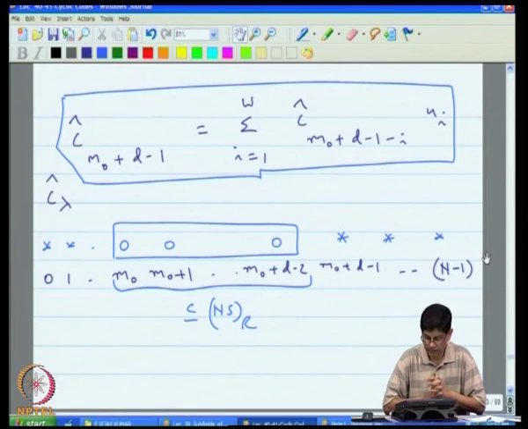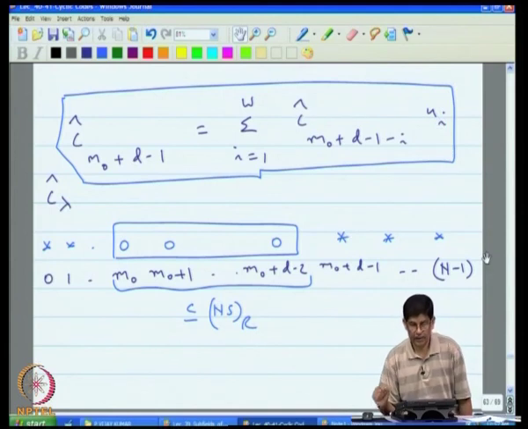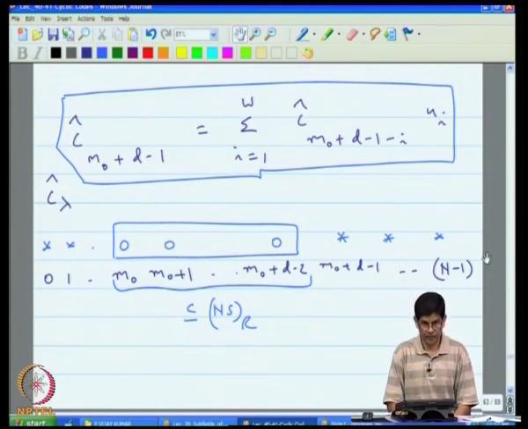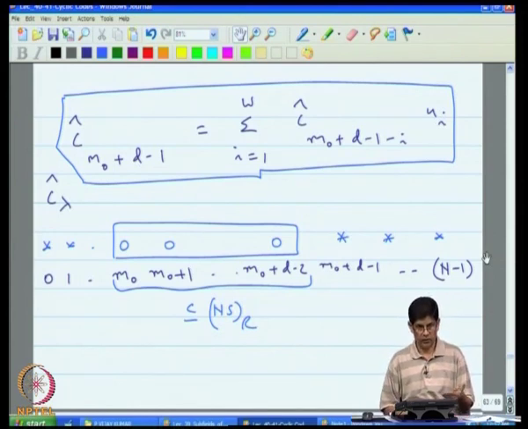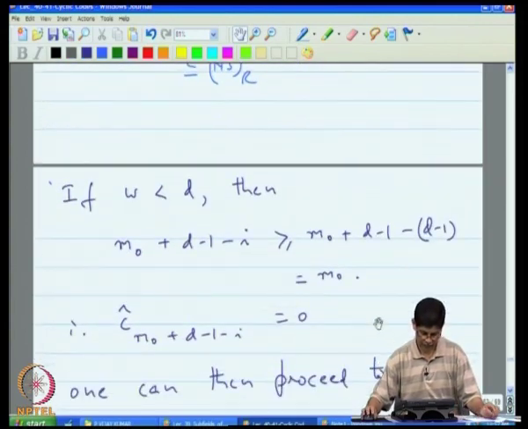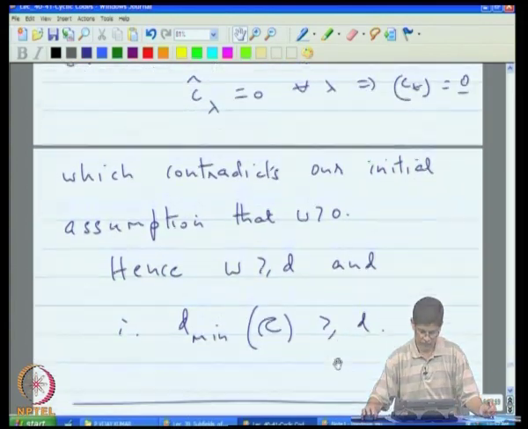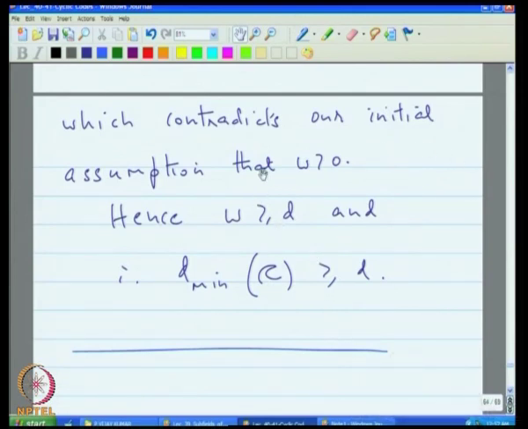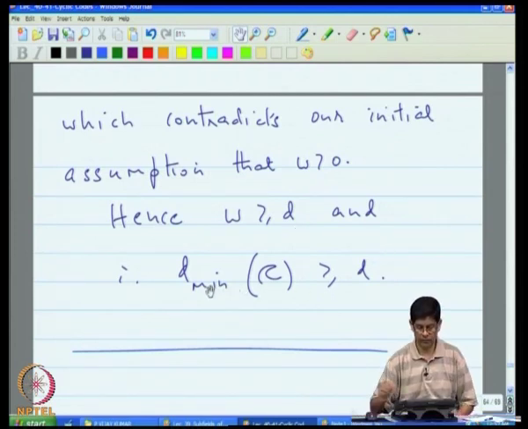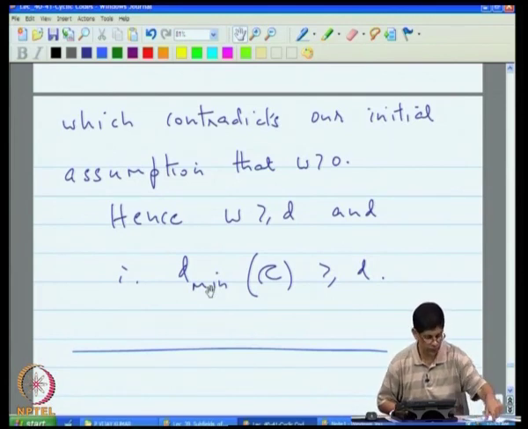So, what that proves is that every code word must have Hamming weight W greater than or equal to D, because the only way it can have Hamming weight less than or equal to D minus 1 is if it is in fact the all 0 code word. Okay. And that contradicts our assumption that W is greater than 0. Therefore, W is greater than or equal to D, and hence d min of the code is greater than or equal to D. Okay. So, that completes our derivation of the parameters of the code.